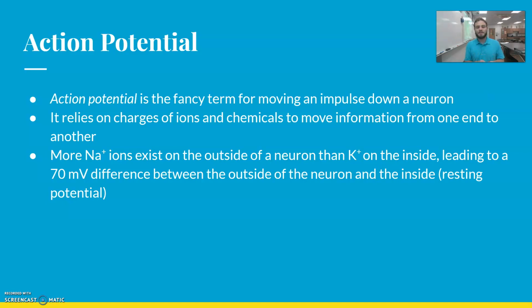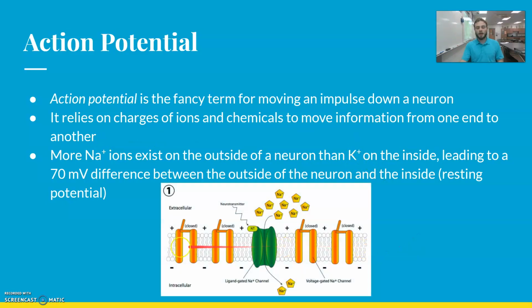Usually it's around negative 70 millivolts when you compare the inside to the outside, because there are more sodium ions on the outside of a neuron than there are on the inside, and more potassium ions inside the neuron than there are outside. But a lot of components like proteins and things like that inside of cells are negatively charged, which means that the inside of a neuron has around negative 70 millivolt charge compared to the outside of the cell. And note that both sodium ions and potassium ions are positively charged. So this is what we're dealing with here.